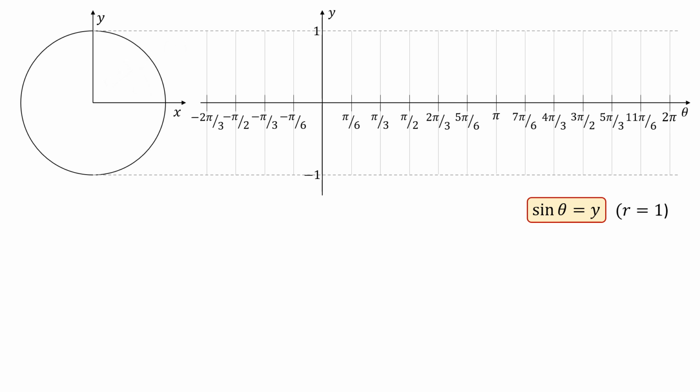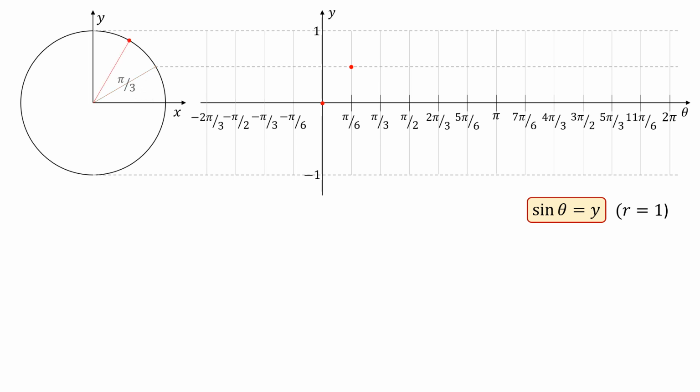If we start with a point A on the x-axis, i.e. an angle of 0 radians, it's clear that the y-coordinate of the point is 0. So I plot the point 0, 0 on my theta y axes. Let's go next to an angle of pi over 6 radians. I can trace a line across from my point A and plot this value of y on the theta y axes.